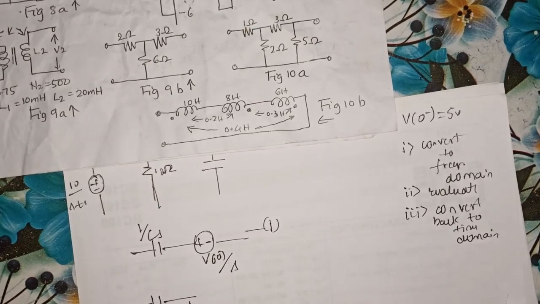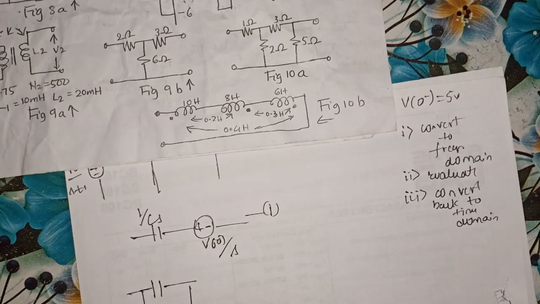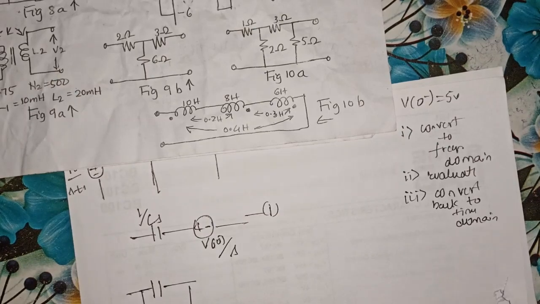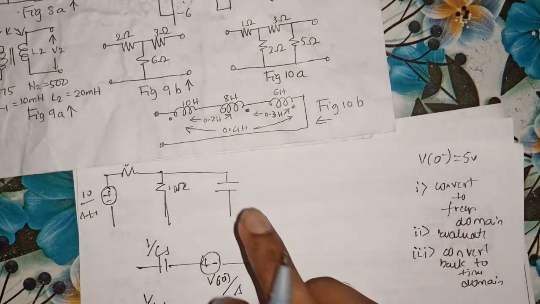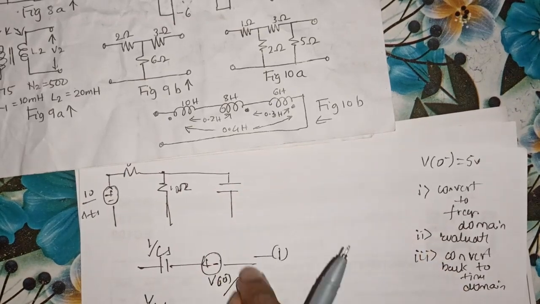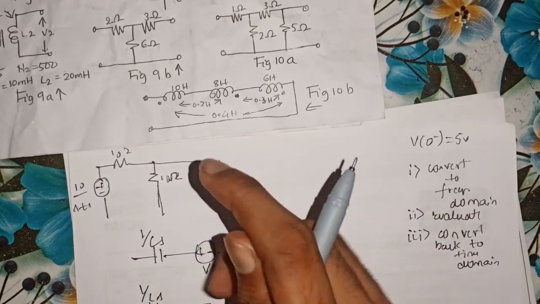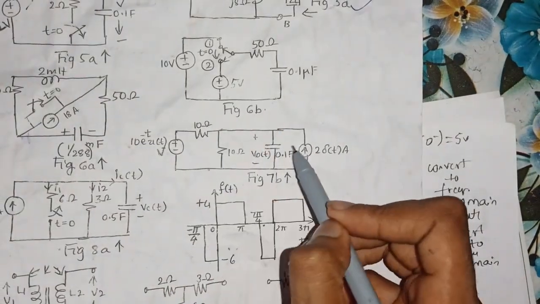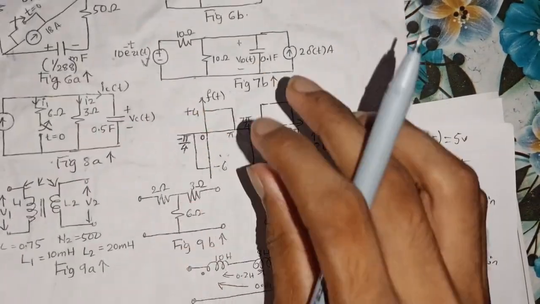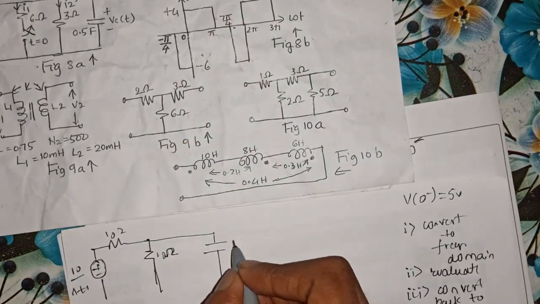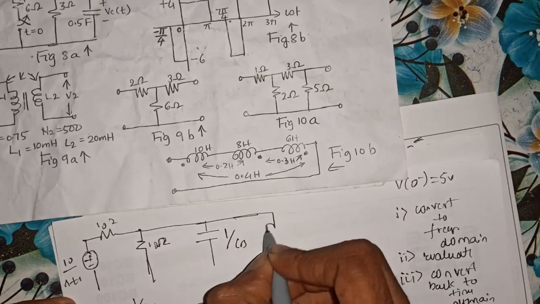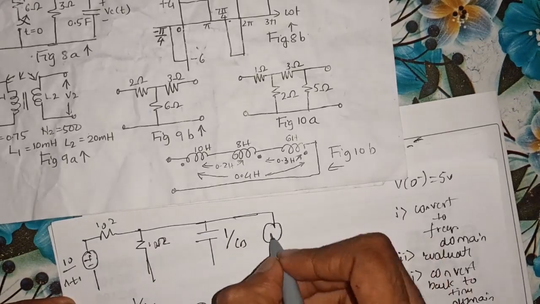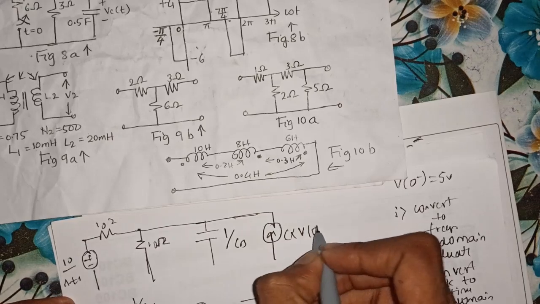Or it can be represented in the form of current as C into V of 0 minus, in parallel with 1 over Cs. This is the second case. So you can represent your capacitance either in the form of voltage or in the form of current. Since the question contains more parallel branches, I replace it with a current source. So the equivalent capacitance in frequency domain is given by 1 over Cs, and I will represent the stored charge in the form of parallel current, C into V of 0 minus.